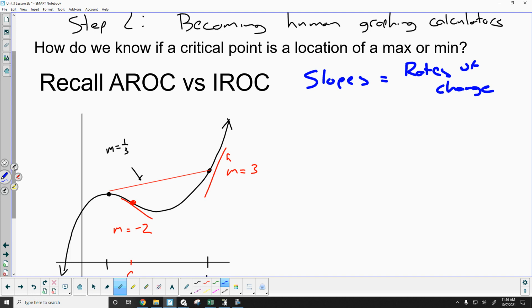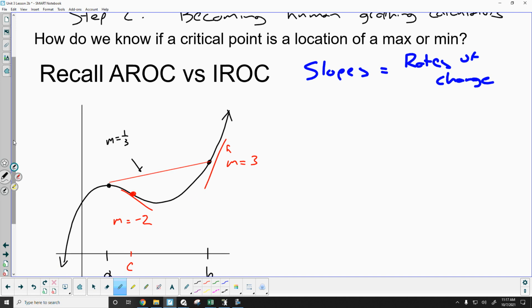And when we first got slope values, I had you interpret them. If you have a slope value between a and b of 1/3, the slope of a secant, it's an average rate of change. We would say on average, my function, we'll call this f, goes up 1/3 of a y per x on the interval from a to b.